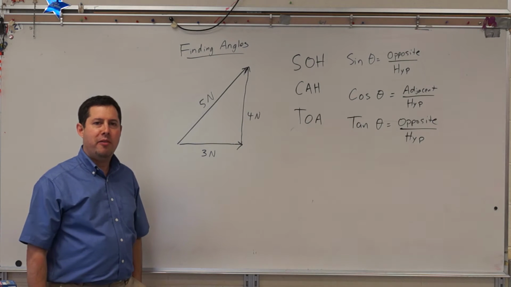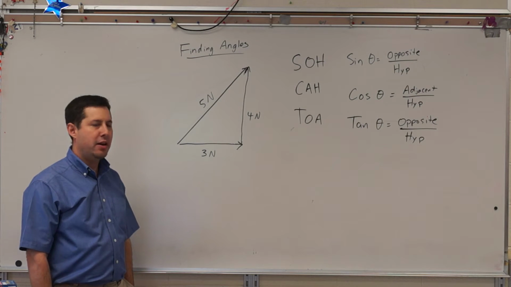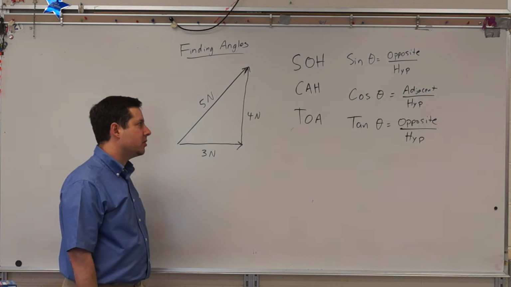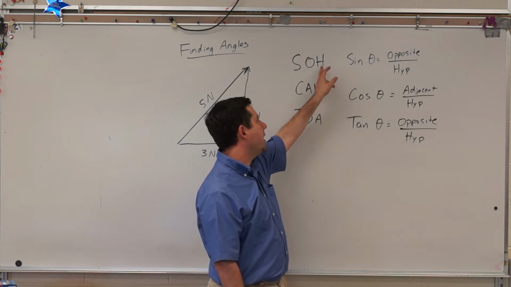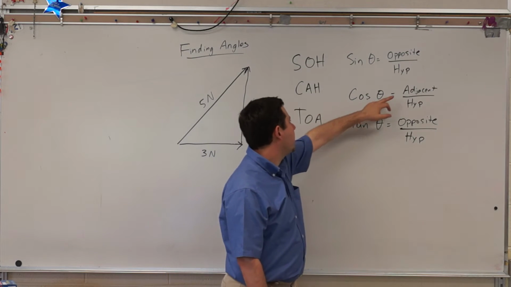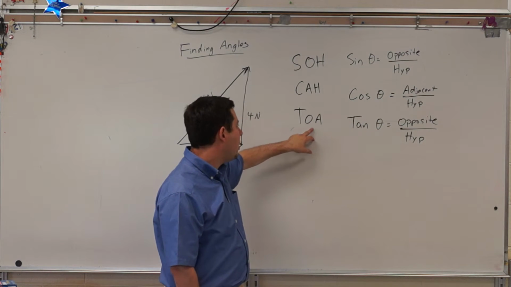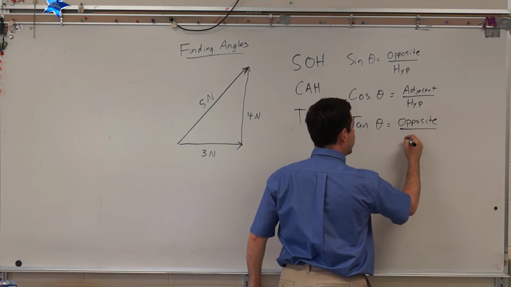Okay, I want to talk about finding angles when you're dealing with vectors and vector components. Now, if you don't remember SOHCAHTOA rules, you probably learned them in math. I wrote them out here. Sine of your angle is opposite over hypotenuse. Cosine of your angle is adjacent over hypotenuse. And TOA, tangent is opposite over, whoops, adjacent.